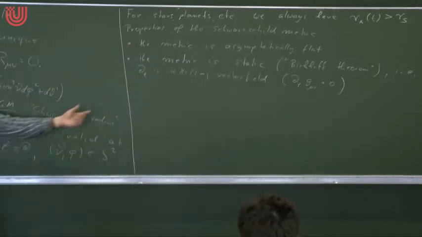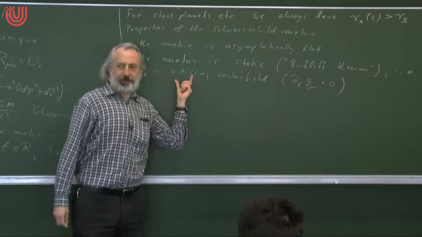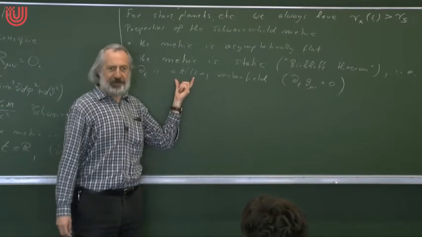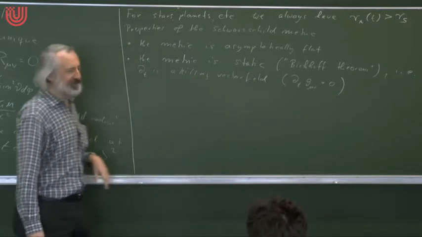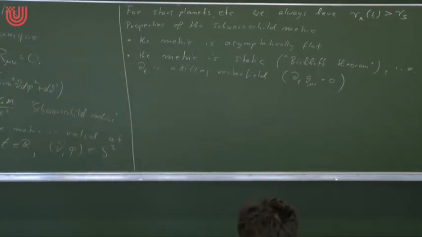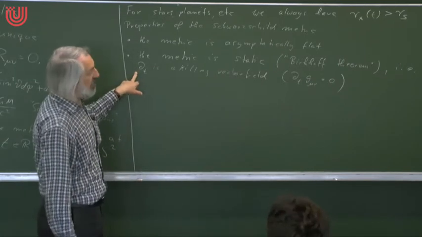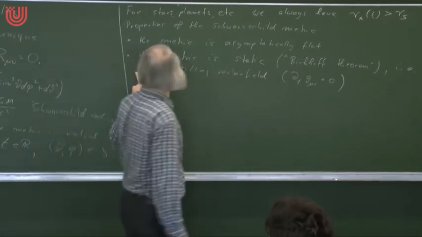This has nothing to do with the English word to kill. It is named after a German mathematician. His name was Wilhelm Killing. He was a German mathematician in the 19th century. And if this is satisfied, then we say the metric is stationary. Static is more than stationary.